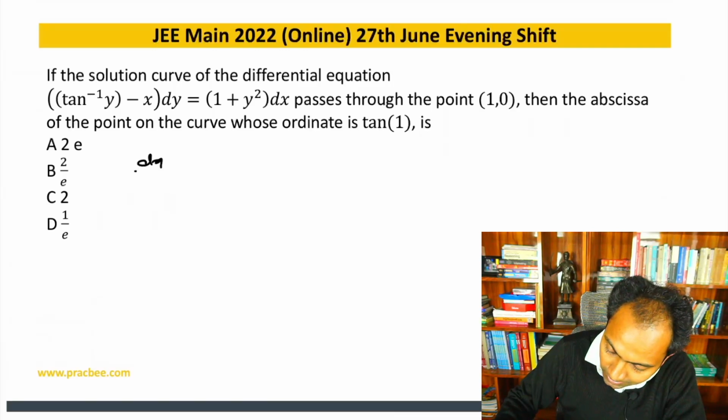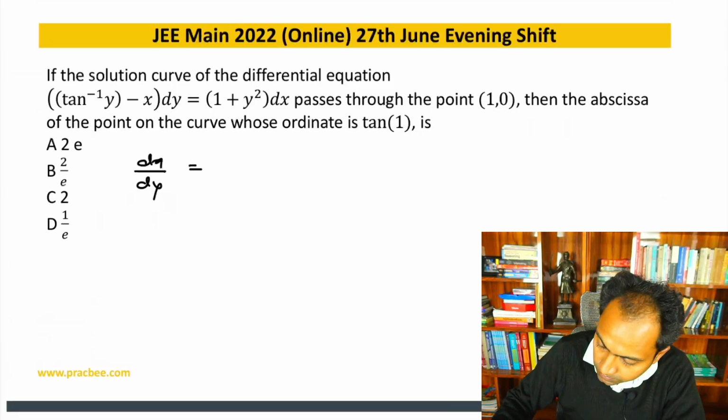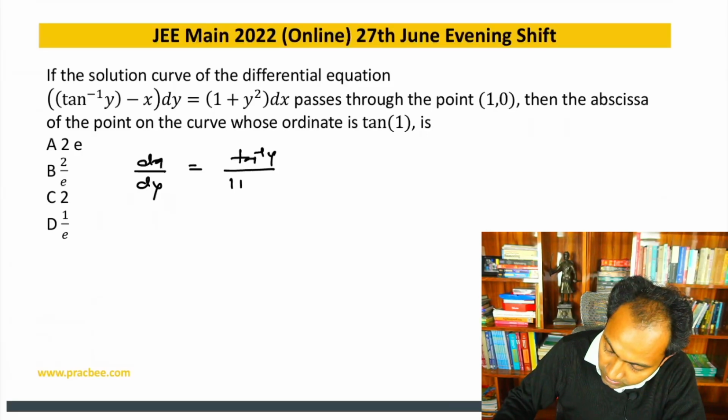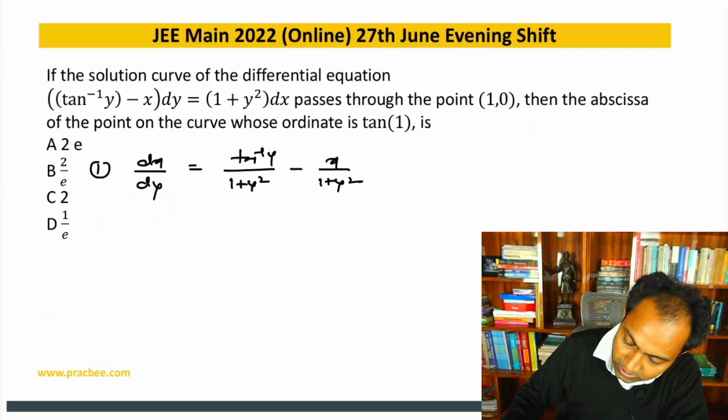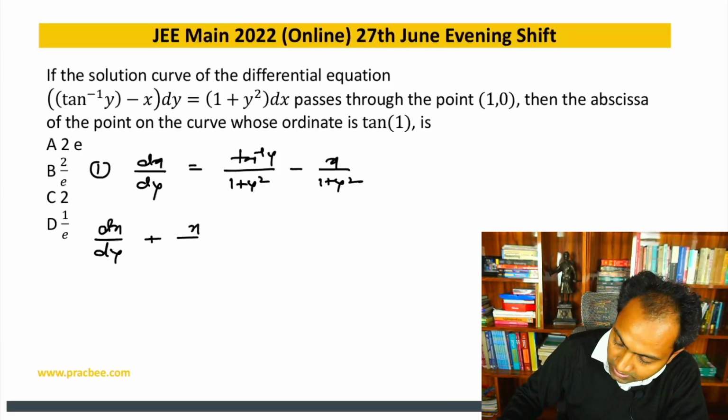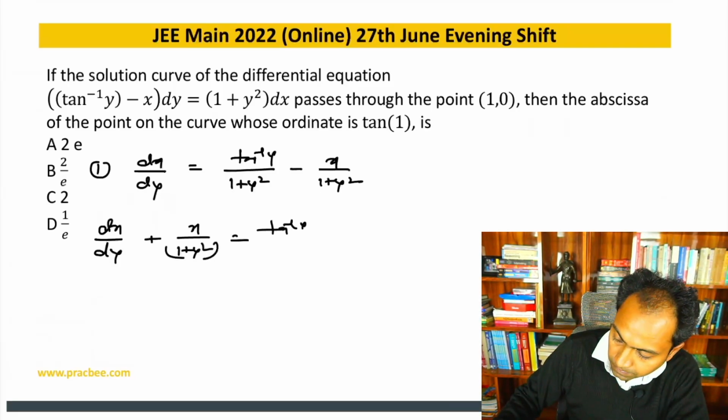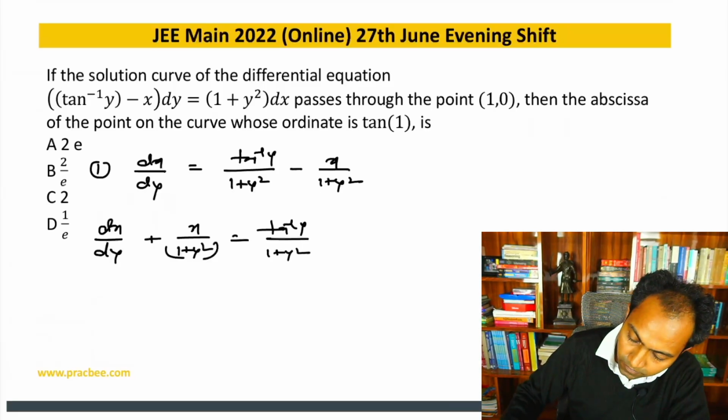So we can rewrite it as dx by dy is equal to tan inverse y by 1 plus y square minus x by 1 plus y square. And now we can rearrange in the first step so that it starts looking like a linear differential equation in x. So dx by dy plus x by 1 plus y square. Now it looks proper. Once you have written it in this form, in the second part we'll find the integrating factor.